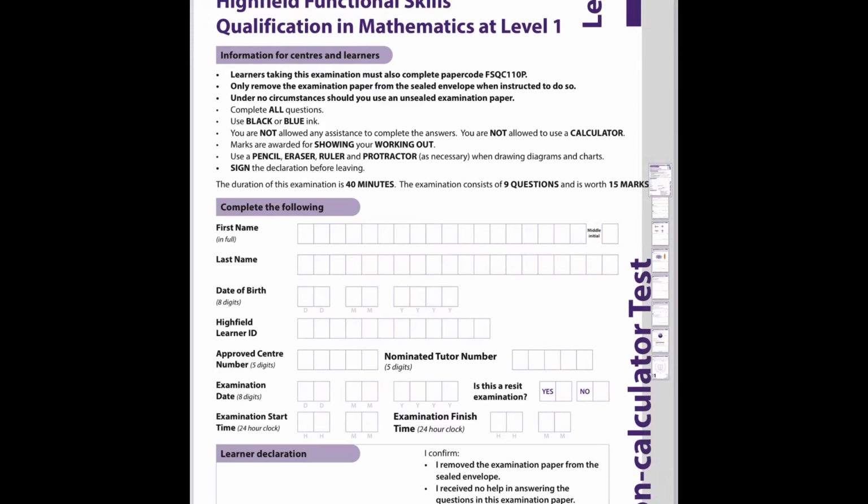The questions range from 1 mark upwards, so you know the kind of depth of the question that's going to be asked. You can use a pencil and ruler, and you'll be told if you were doing this test what you are allowed to use for any kind of drawings that you might need. There are 9 questions in this one, which are worth a total of 15 marks.